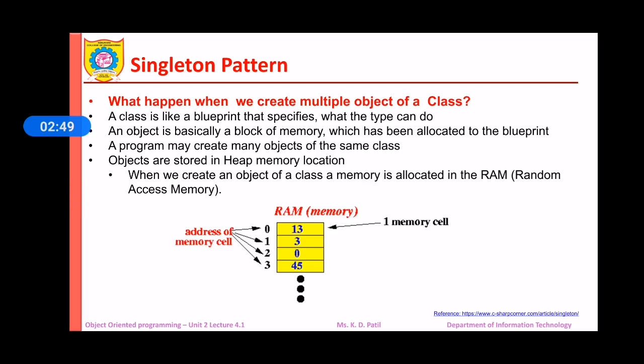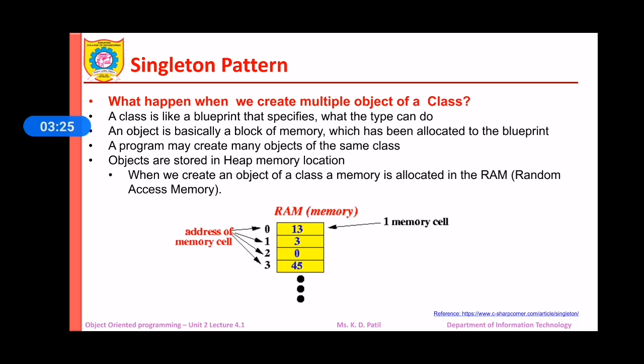What will happen when we create multiple objects of a class? A class is like a blueprint that specifies what the type can do, what an object can do. An object is basically a block of memory which has been allocated to the blueprint, to the class. A program may create many objects for the same class. The objects are stored in the heap memory location. When we create an object of a class, memory is allocated in the random access memory.